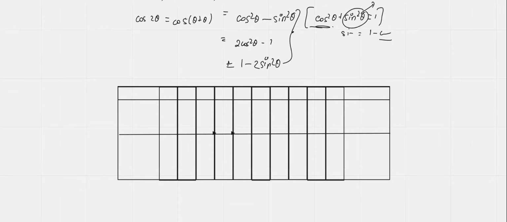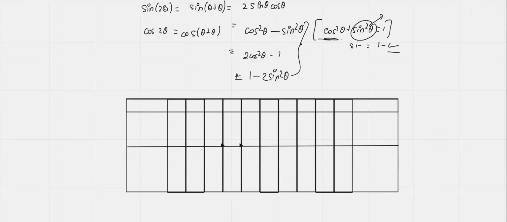So if you see, my first column is basically your angle theta. I'll be putting angles here. Here you will have the sine of this particular angle, and here you will have the cos of this angle.